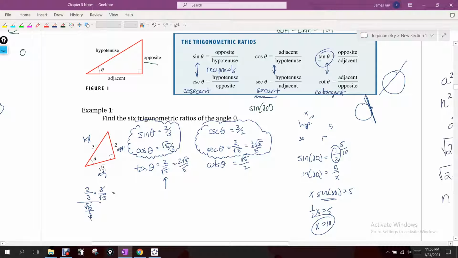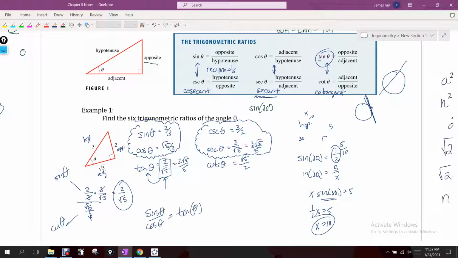So that cancels and that cancels. It leaves me 2 over radical 5. Well, if I look at 2 over radical 5, that's that number right there, which is the tangent. So what did I do here? That was the sine, and that was the cosine. So the sine of theta divided by the cosine of theta ended up giving me the same thing that the tangent of theta gave me.